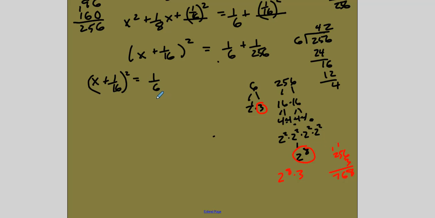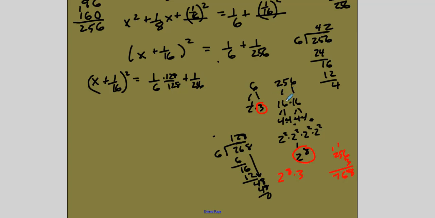Okay, now I need to multiply. 6 goes into 768. 6 goes into 7 once. 1 times 6 is 6. Subtract, that's 1. Bring down the 6. 6 goes into 16 twice. 2 times 6 is 12. So now I have 4. Bring down the 8. So 6 goes into 48, 8 times 6 is 48. So it's 128. So I need to multiply this by 128 over 128. And then I have plus 1 over 256.